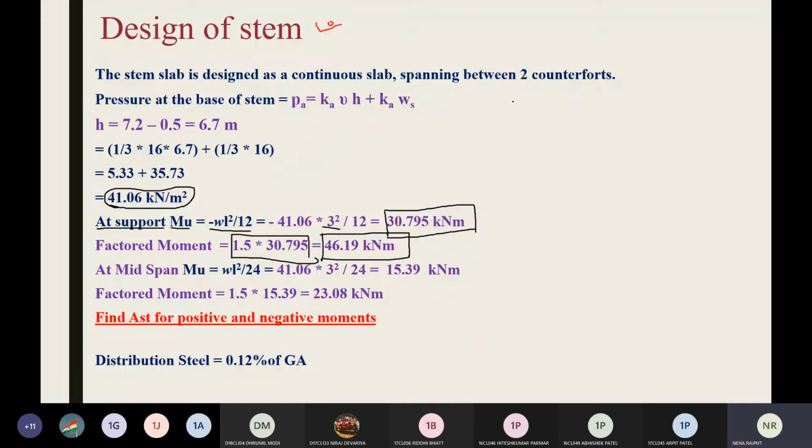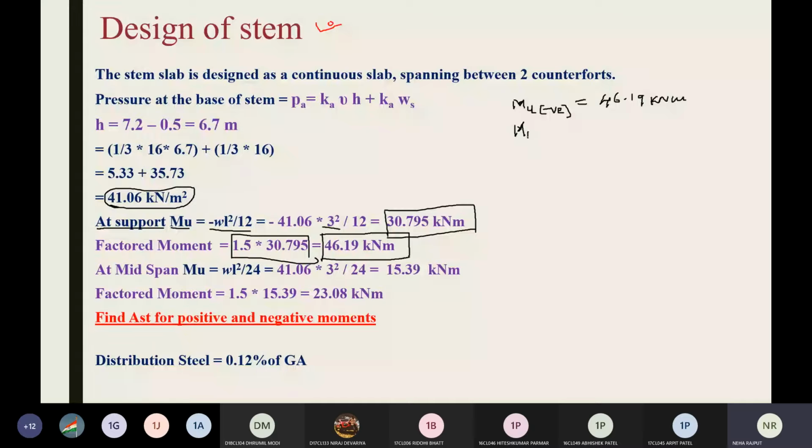Right. So your Mu negative factored moment is equal to 46.19 kilonewton meter. So this is your factored moment negative.